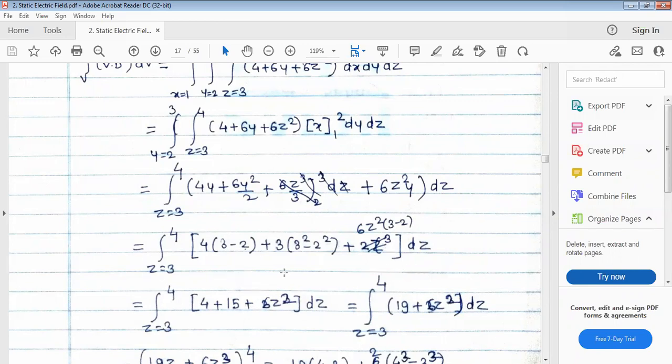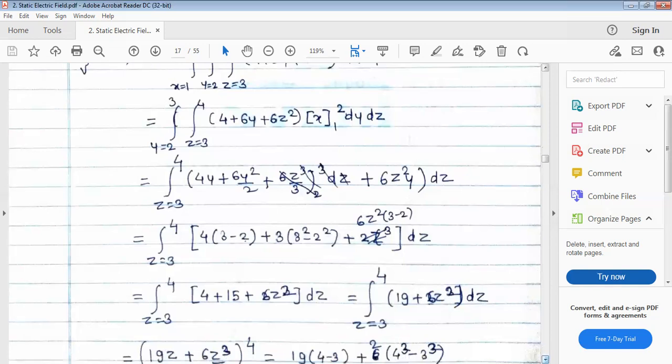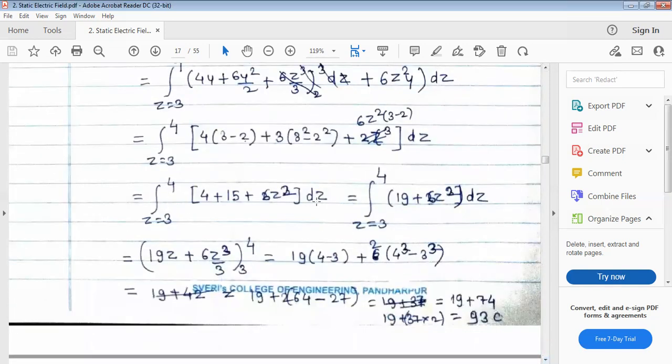So if you solve this term, what do you get? It is 4 plus 3 into 9 minus 4, that is 5 into 3, 15. So it is 4 plus 15 plus 6 z square into dz that you are getting. Now again integrate with respect to dz. This term will be 19 plus 6 z square into dz. If you integrate, you get 19z plus 6 z cube divided by 3, and the limits are from 3 to 4.